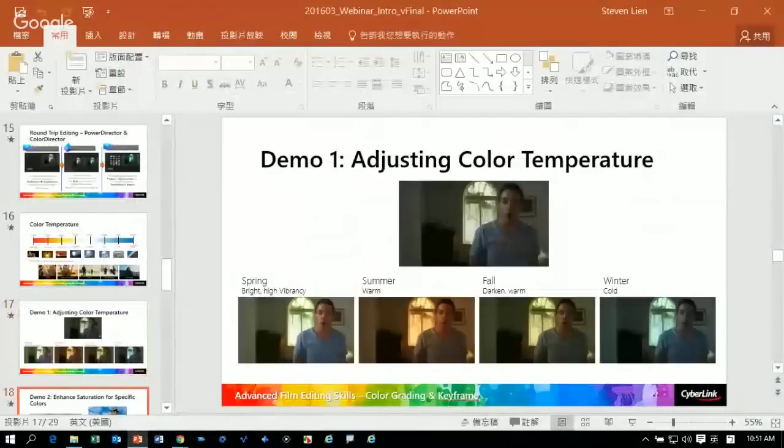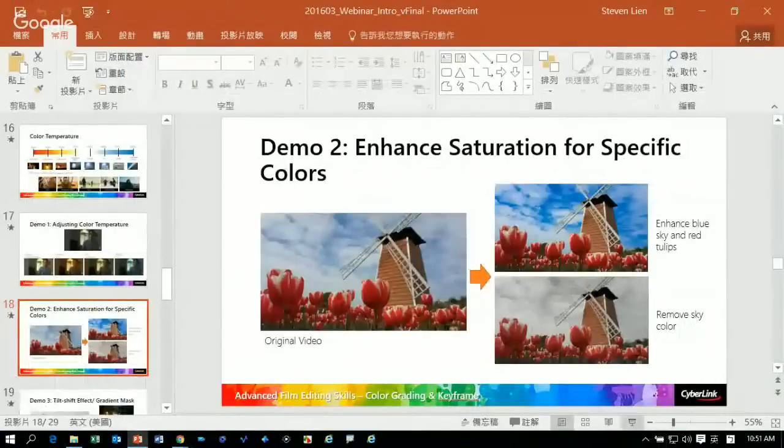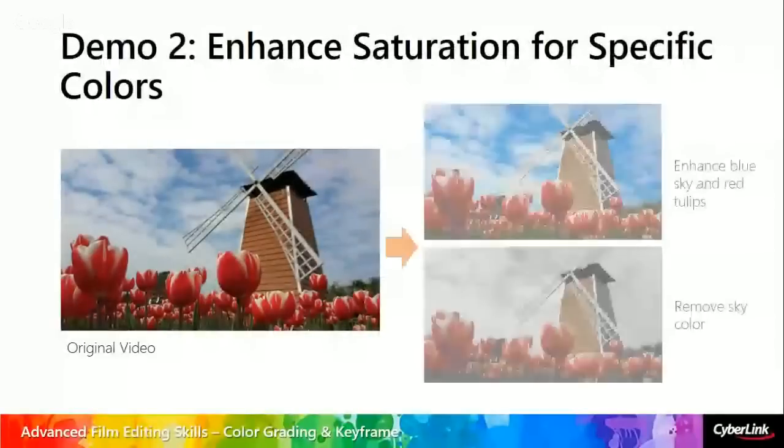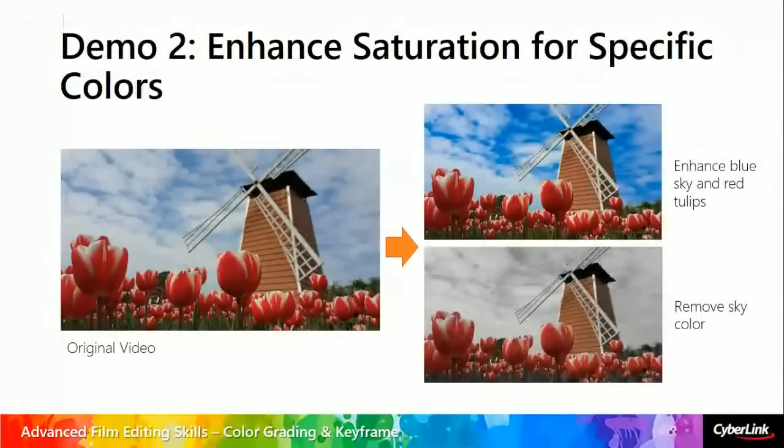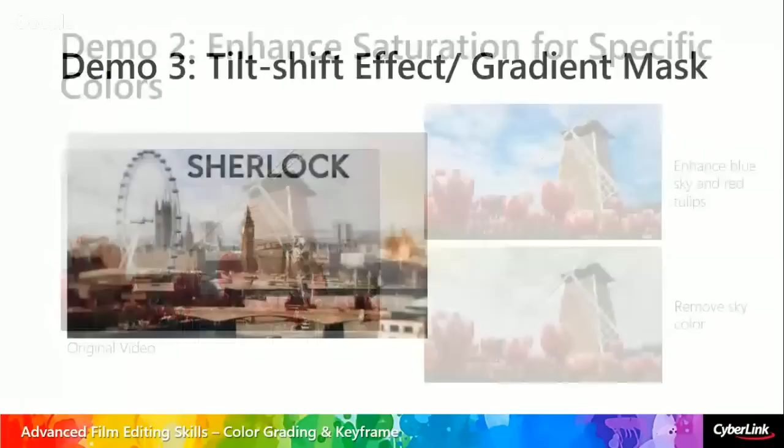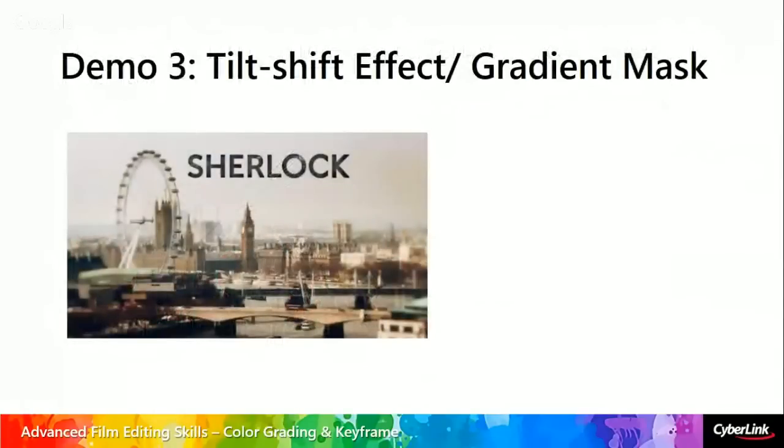And you can not only using ColorDirector as a companion app aside from PowerDirector, you can also use it as a standalone app. So here we will show you how to do that with this example, that we want to create a tilt shift effect using a gradient mask.